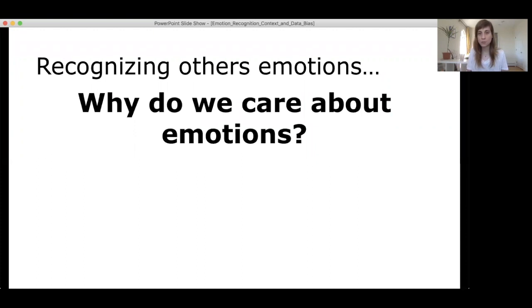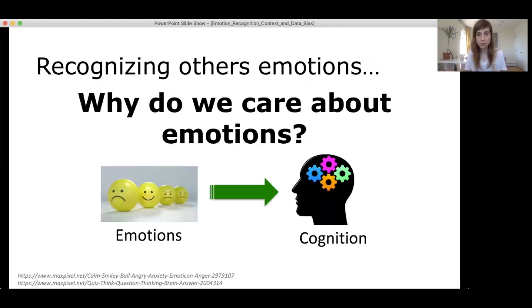I'm sure that I don't need to convince you that emotions are important, and there are many reasons why we care about emotions and about having machines that can understand our emotions. Emotions actually play a very important role in our lives. They are very important for our communication. They are important to recognize needs in others or to anticipate others' reactions. And besides that, emotions play a very important role in our cognition.